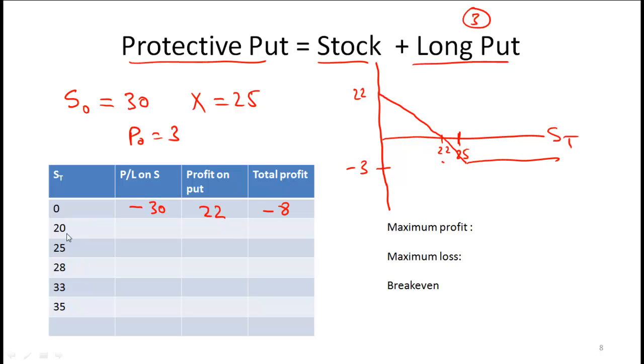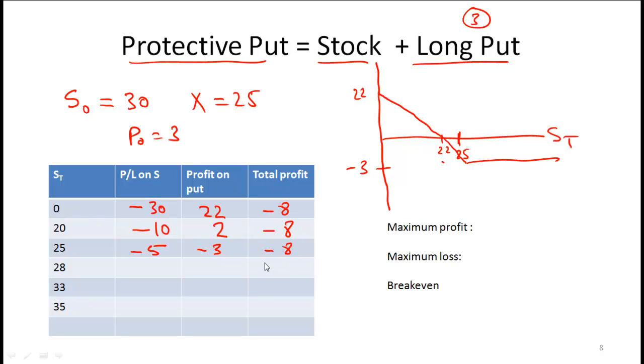Now back to this table over here. If the stock price is 20 at expiration, then our loss on the stock is $10. Our profit on the put, when the stock price is 20, is 2, and our total profit again is minus 8. Similarly, if the stock price is 25, then our loss on the stock is 5. Our profit on the put is minus 3. This is where the stock price is at strike, and remember, we paid $3 for the put, so that represents a loss, and the total loss again is 8.